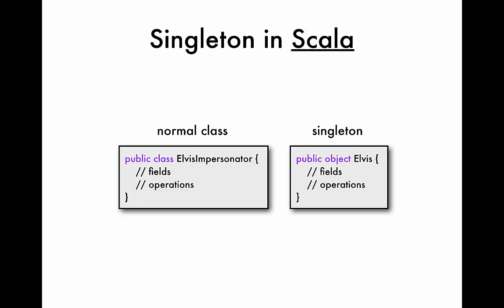In the language Scala, which is a functional variant of Java, singleton objects can be created even more simply by using the keyword object instead of class. For example, the type Elvis impersonator might be a class in Scala, whereas the type Elvis might be a singleton object. The fact that this kind of mechanism is built into some languages is one reason that many software developers think of the singleton pattern as an idiom rather than a pattern.